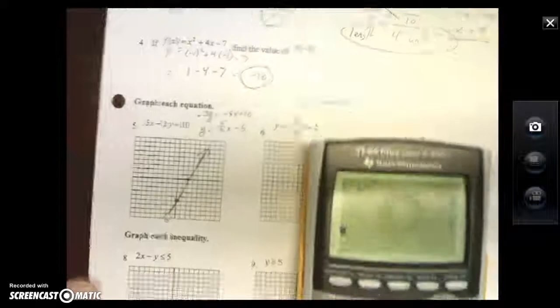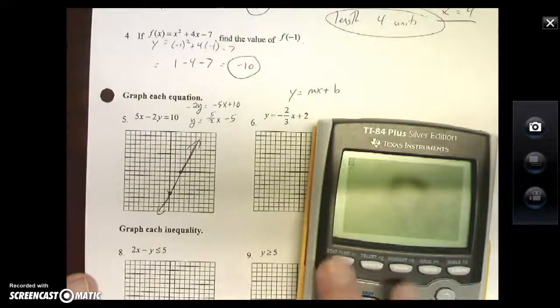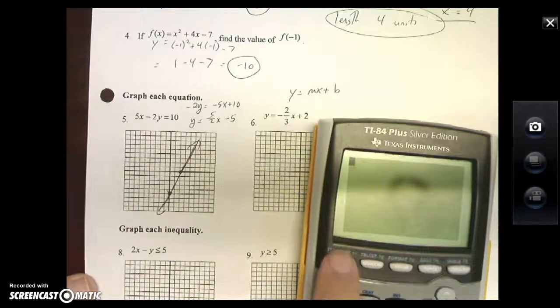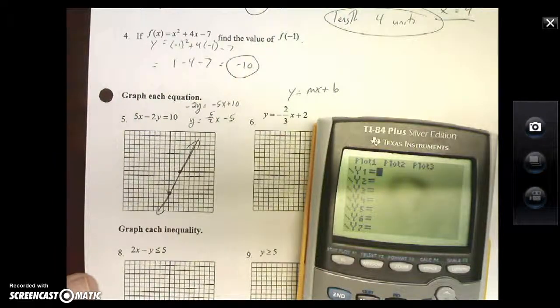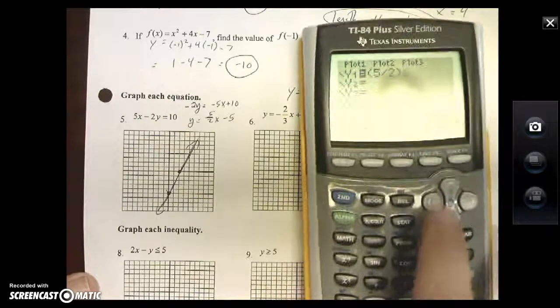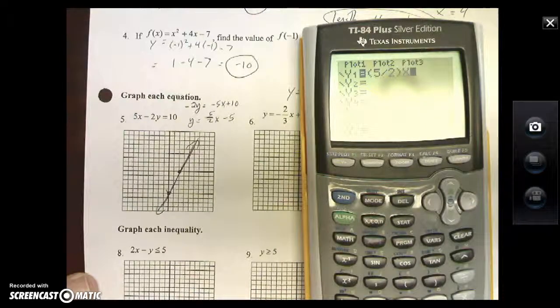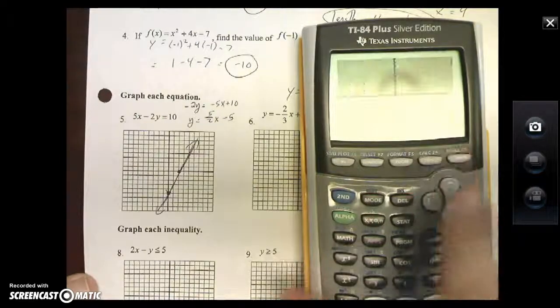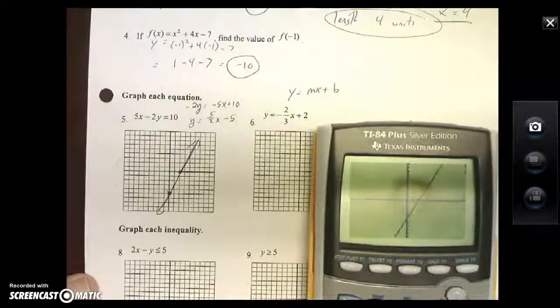Just to show you on here, I'm not going to show you for every problem, there is a y equals button in the top left-hand corner. You may hit this, and what you can do is enter in 5 divided by 2. The x button is right next to alpha, and then minus 5. Sorry for the glare. Now when you graph this, pull this back down a little bit so you can see it better. You'll notice that my graph matches up over here.